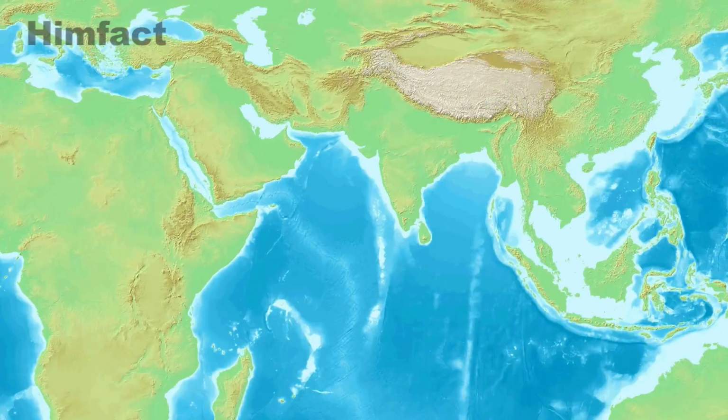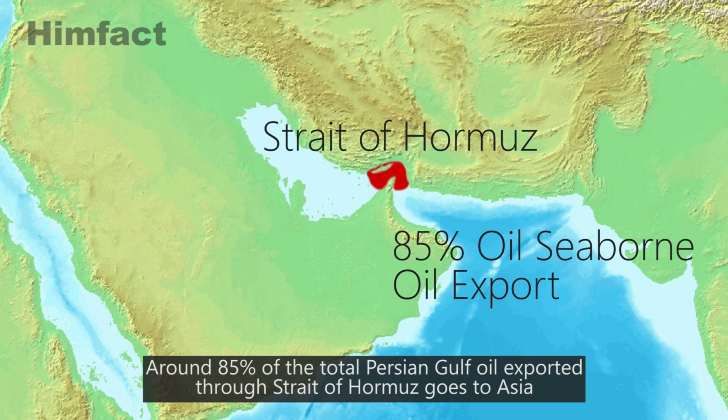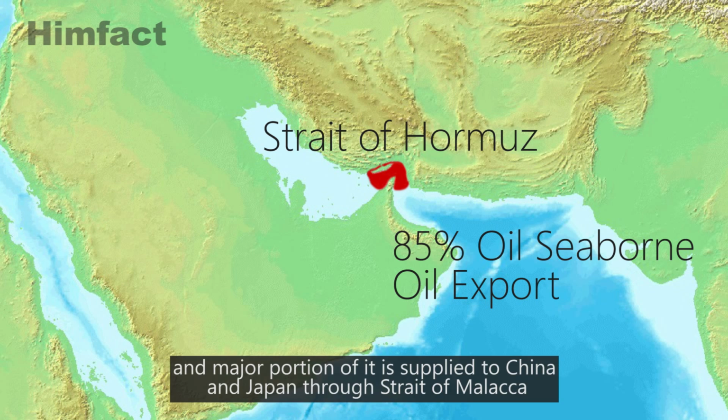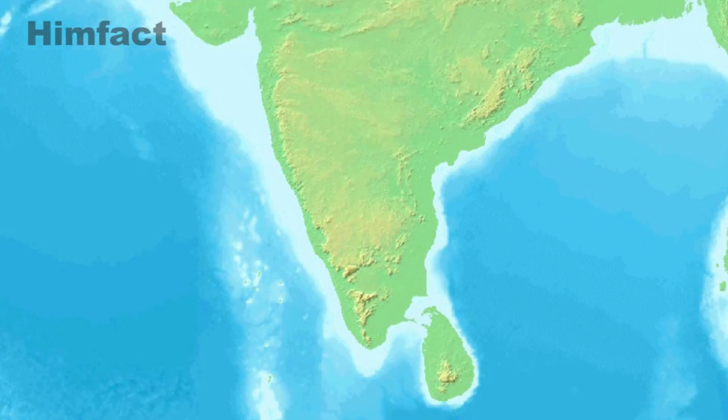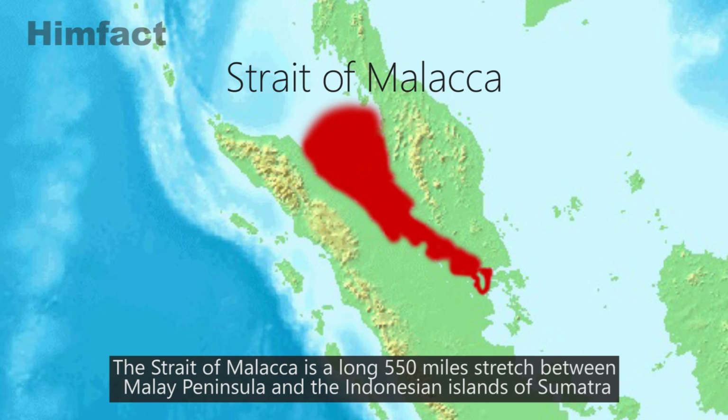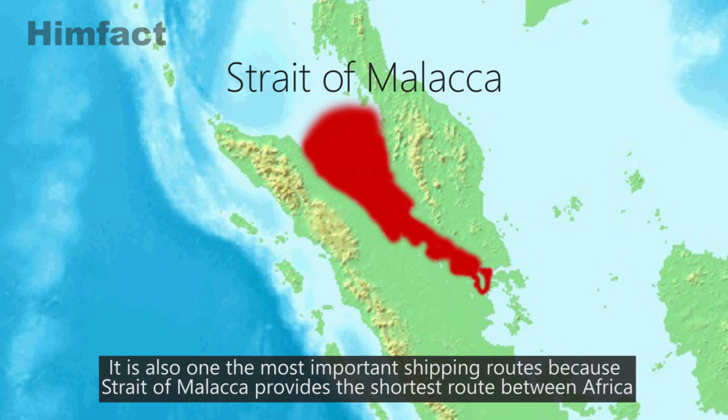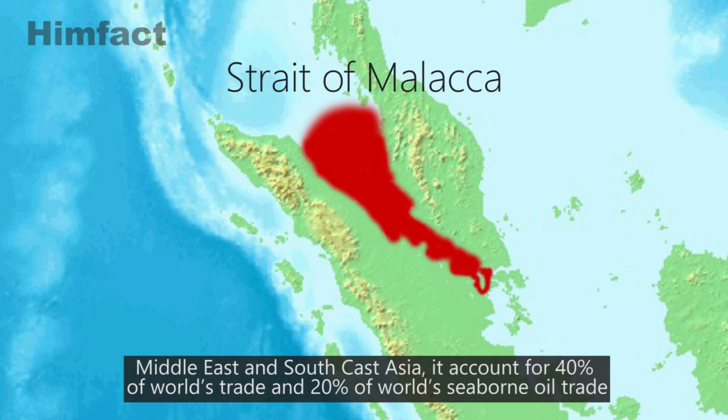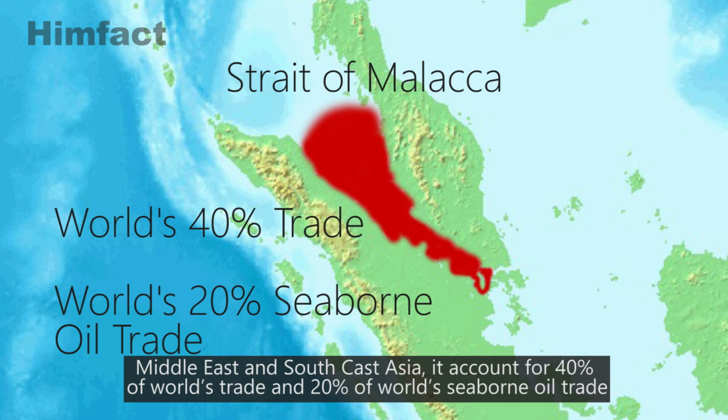Around 85% of total Persian Gulf oil is exported through the Strait of Hormuz to Asia, and a major portion of it is supplied to China and Japan through the Strait of Malacca. The Strait of Malacca is a long 550-mile stretch between the Malay Peninsula and the Indonesian island of Sumatra. It is also one of the most important shipping routes because it provides the shortest route between Africa, the Middle East and South Asia. It accounts for 40% of the world's trade and 20% of the world's seaborne oil trade.